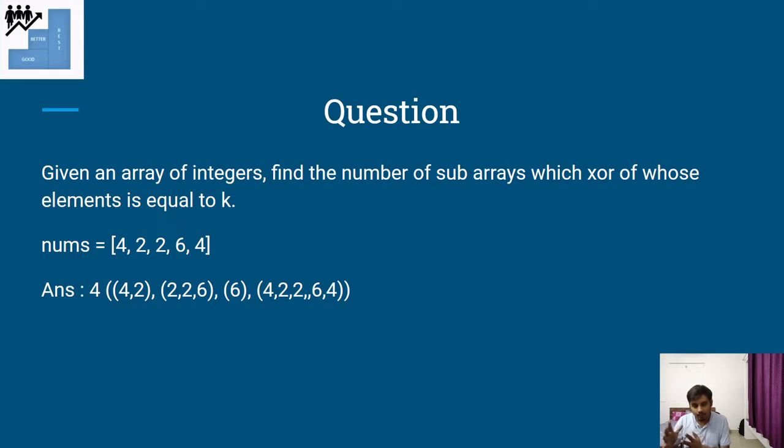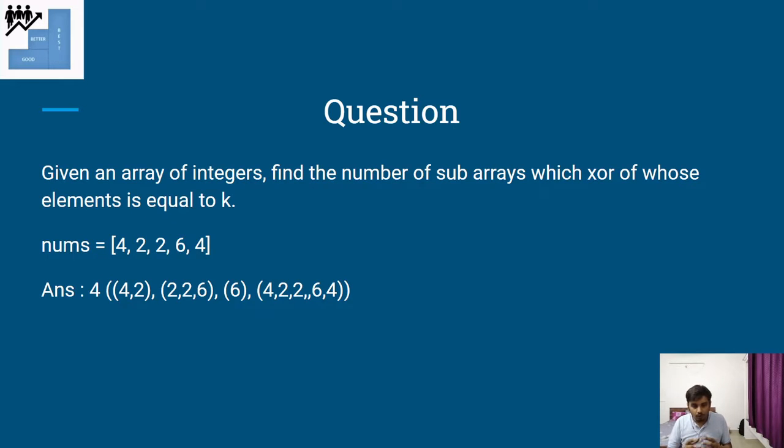If the target value is 6, then what are the subarrays that would XOR up to k, or XOR up to 6? For example, 4 XOR 2 will be 6, 2 XOR 2 XOR 6 will be 6. Similarly, 6 alone would be 6, and the entire array XORed would also be 6.